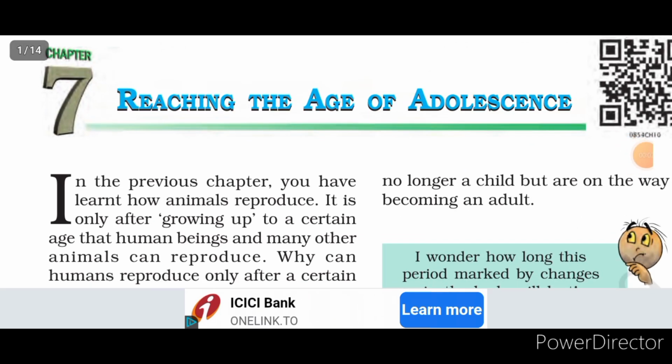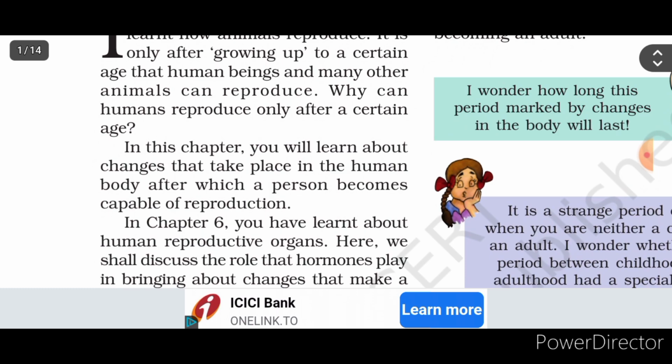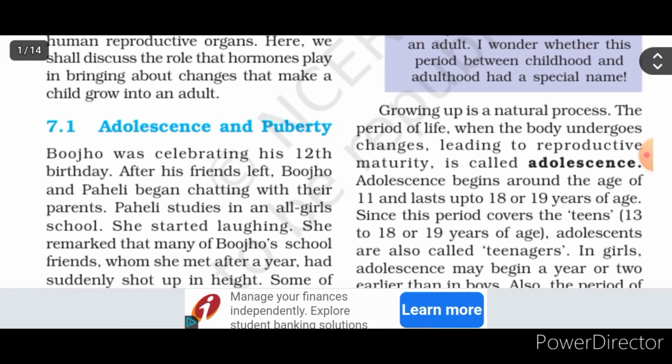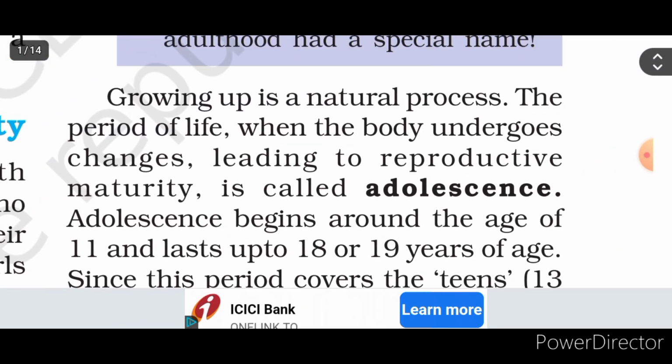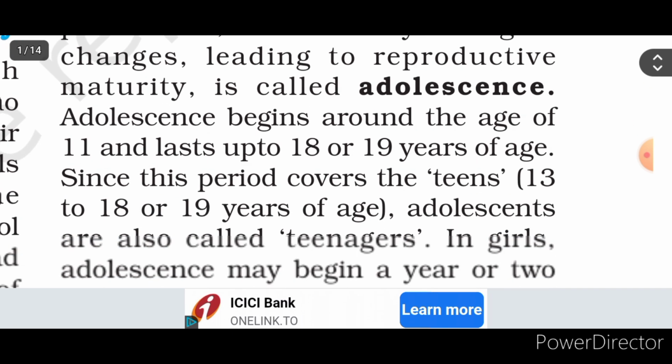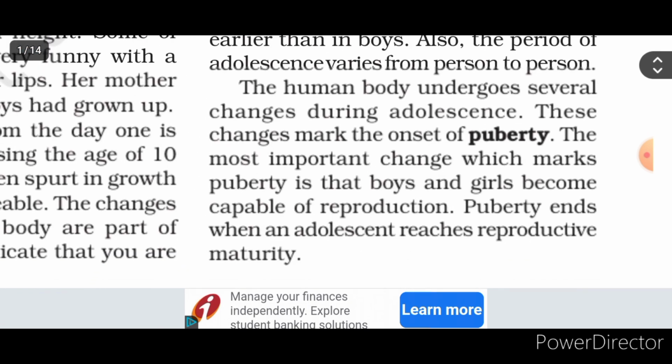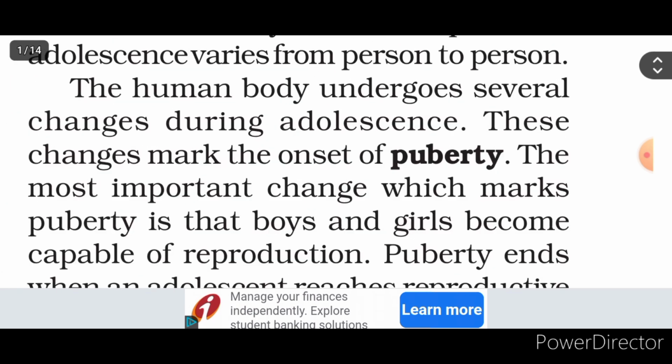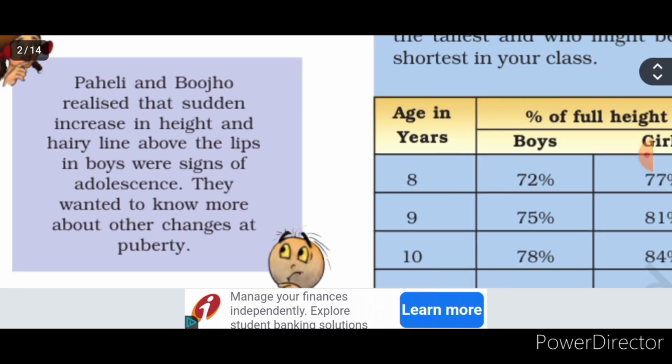Reaching the age of adolescence. Chapter 7. What is adolescence? Growing up is a natural process. The period of life when the body undergoes changes, leading to reproductive maturity, is called adolescence. What is puberty? The human body undergoes several changes during adolescence. These changes mark the onset of puberty.